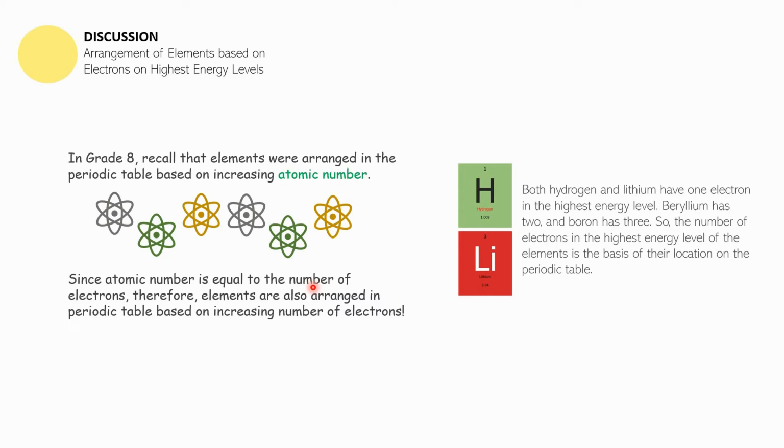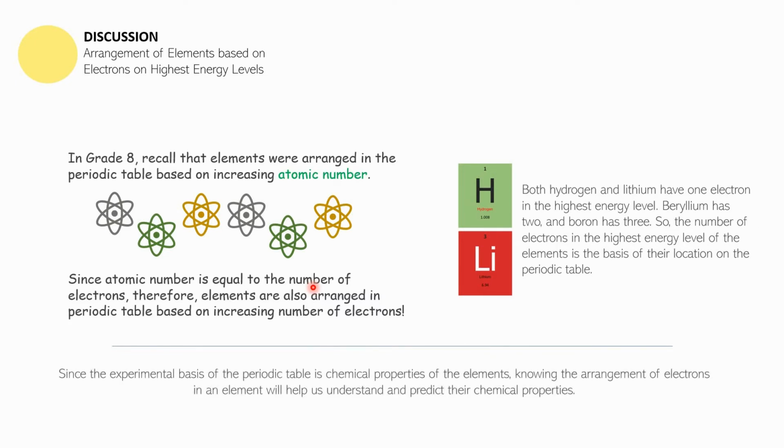So the number of electrons in the highest energy level of the elements is the basis of their location in the periodic table. Now, what does that say? Since the experimental basis of the periodic table is the chemical properties of the elements, knowing the arrangement of electrons in an element will help us understand and predict their chemical properties.